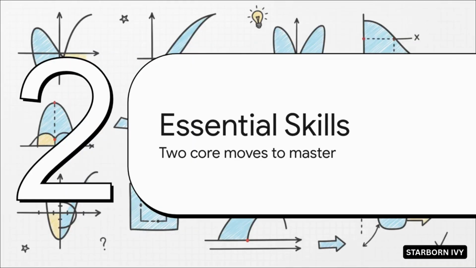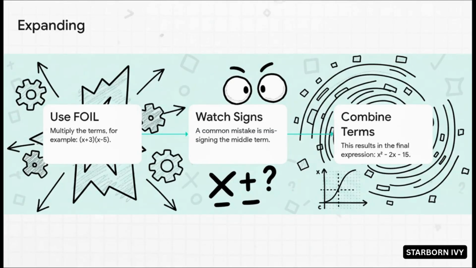Now, knowing the forms is step one. Step two is learning how to move between them. And to do that, there are two core skills you absolutely, positively have to nail down. The first skill is expanding, usually using FOIL. You're just going from factored form back to standard form. But here's the thing. The SAT knows people get sloppy here. They make little mistakes with negative signs. And guess what? The wrong answer choices are designed specifically to catch those small errors. So go slow. Be careful.